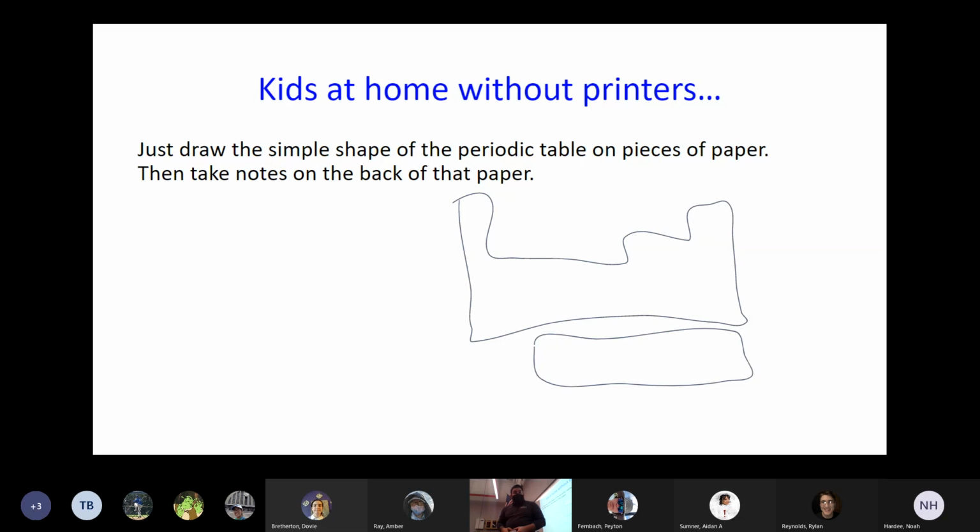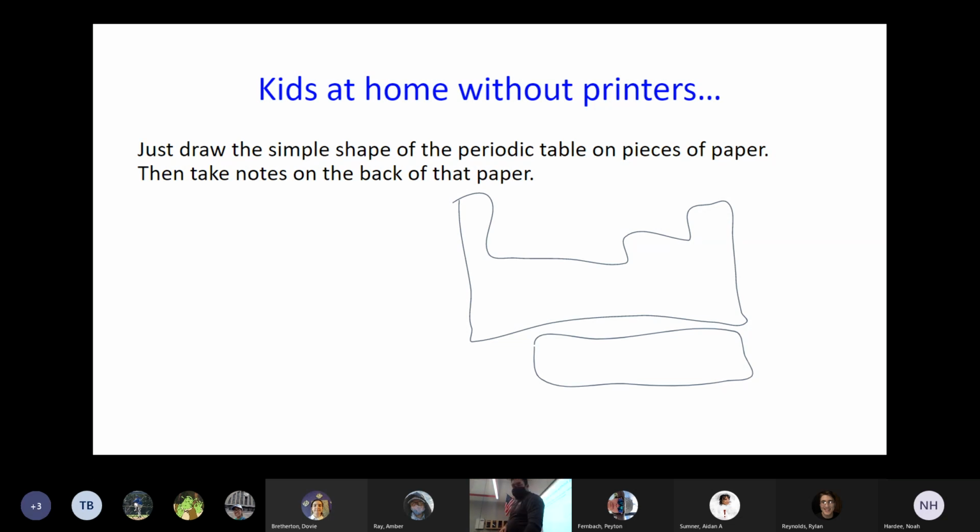This handout, it is on Canvas. If you have a printer, you can print them. If you want to make your own and just cut them out. But if you don't have a printer, you can just get a piece of paper and draw a really simple box on there. Try to make it look something like the periodic table though, okay?